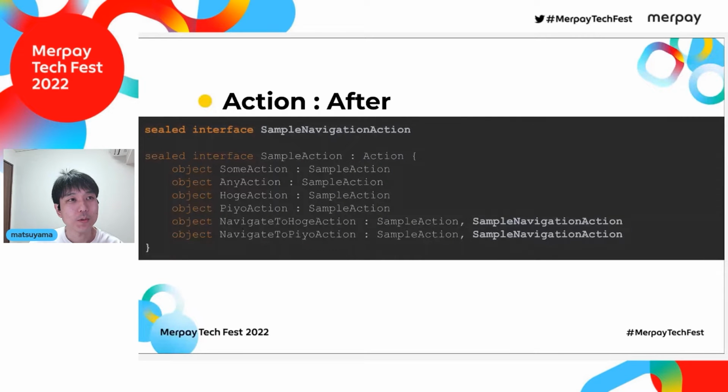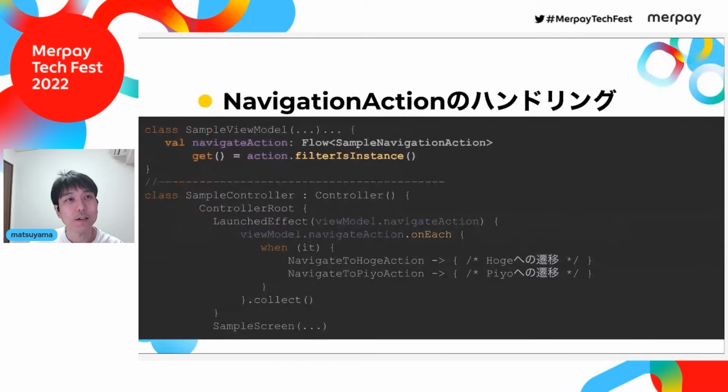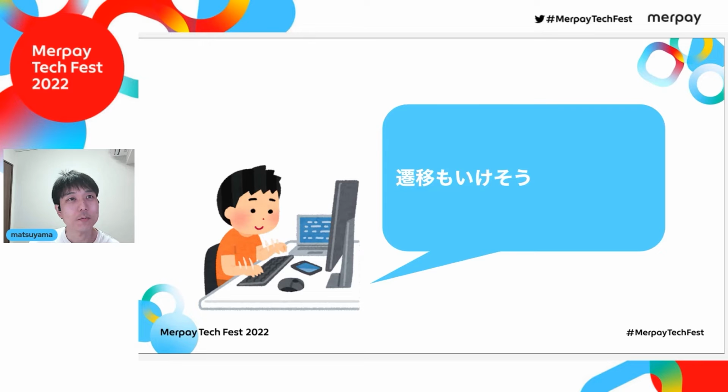Then by filtering using filterIsInstance for the relevant interface, only navigation type actions can be extracted. Once only navigation actions are extracted, transitions can be realized by writing transitions for each action. The POC of the transition was also completed. However, there's still more work to be done.